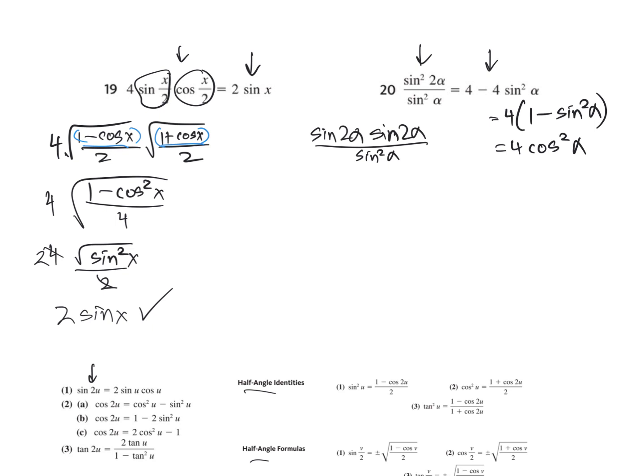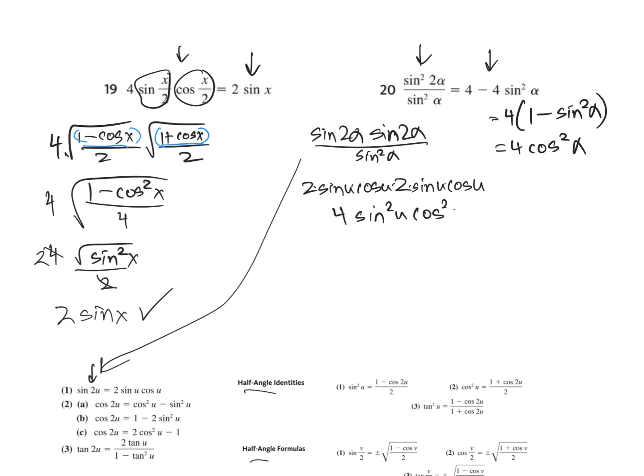Okay, so what is the double angle formula? So now we look at our double angle, and that is 2 sine of u cosine of u, and then again, you have 2 sine of u cosine of u. Well, that's 4, right? This is all multiplication between them, so you can rearrange multiplication. 4 sine squared of u cosine squared of u, I'm sorry, alpha. I'm using the u from the formula. Okay, and that's all over your sine squared of alpha, which reduces out, and you have 4 cosine squared of alpha. Check.